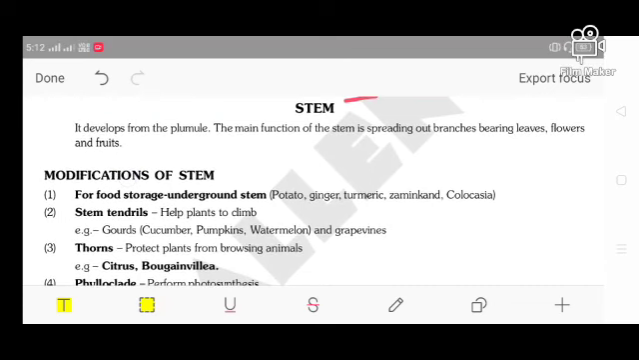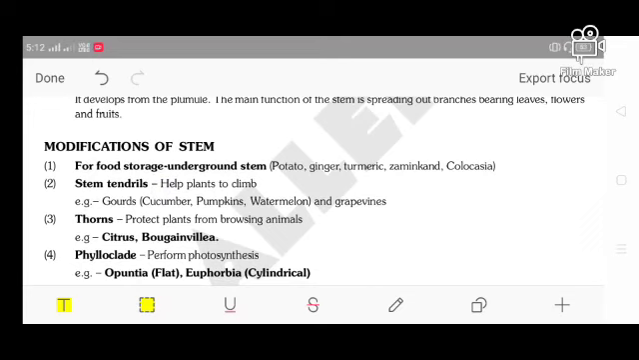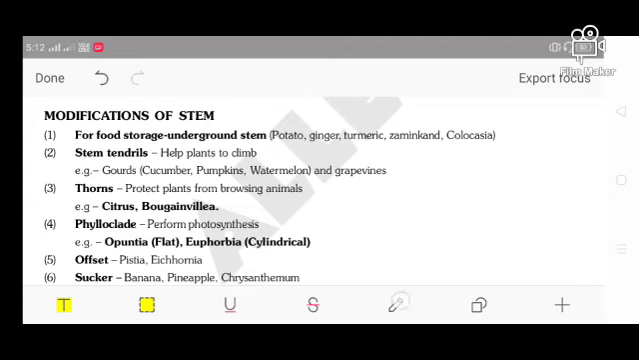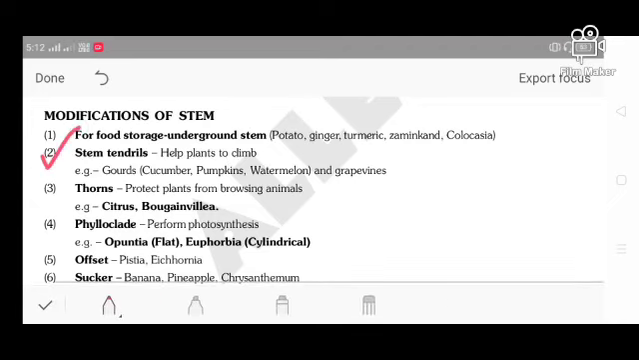So generally the modifications are for different purposes. The first is food storage in underground stems, like potato, ginger, turmeric. Some plants reserve their food materials in their root system, and this is known as modified root. After that the stem tendril: what is the stem tendril? It helps the plants to climb, in plants like cucumbers, pumpkins, watermelon, etc.